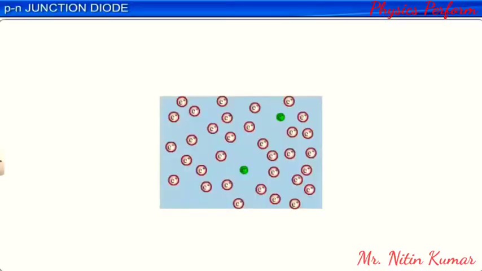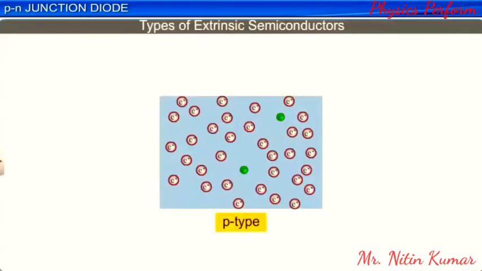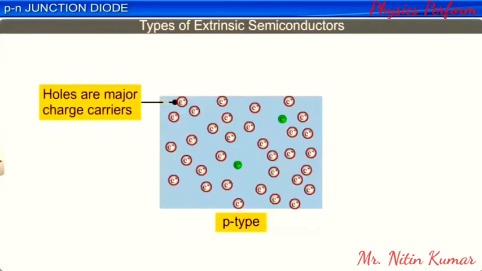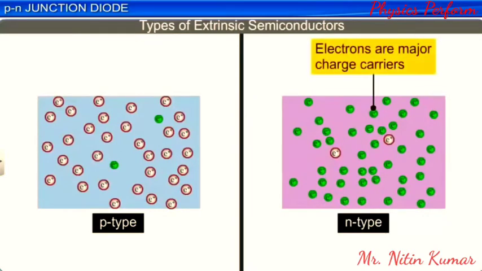Let us recollect that extrinsic semiconductors are of two types: P-type semiconductors, in which the doping agents are the trivalent impurities and in which the majority charge carriers are holes, and N-type semiconductors, in which the doping agents are the pentavalent impurities and in which the majority charge carriers are electrons.